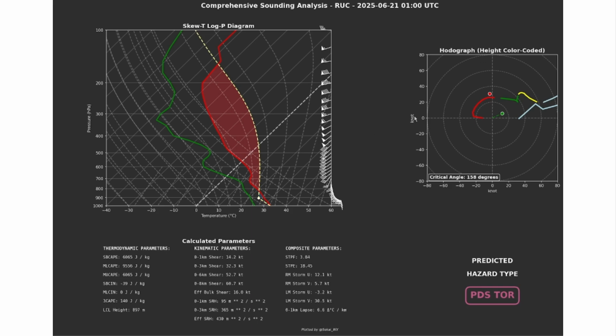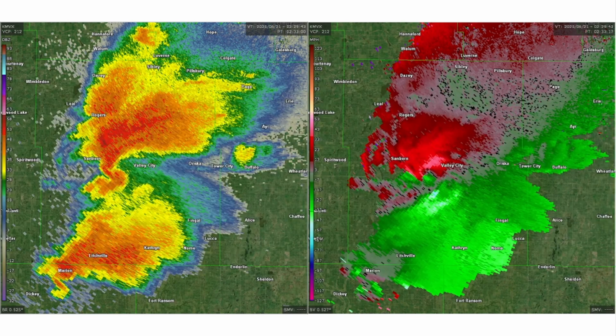Keep this in mind, as not only did I use it to show you how much the lower level shear increased, I'm also going to show you why the Enderlin tornado was so much stronger than this one. Let's fast forward an hour.